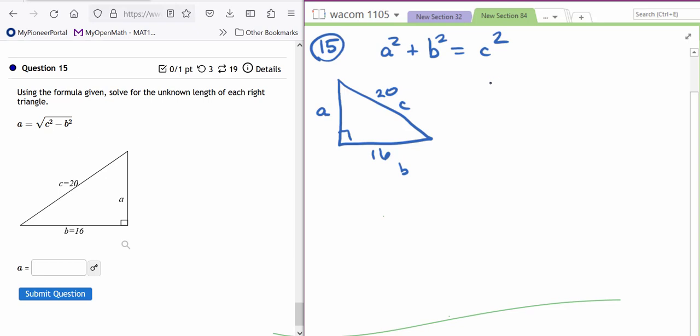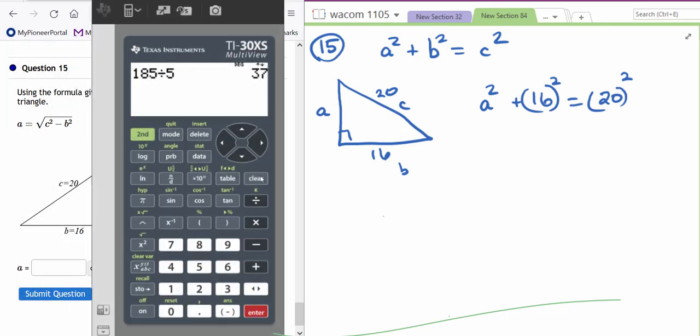All right, so we have A squared. We don't know A. B we know is 16, and we'll square it. And C we know is 20, and we'll square it. So work those out on your calculator. So 16 squared is 256, and 20 squared, I believe, is 400.